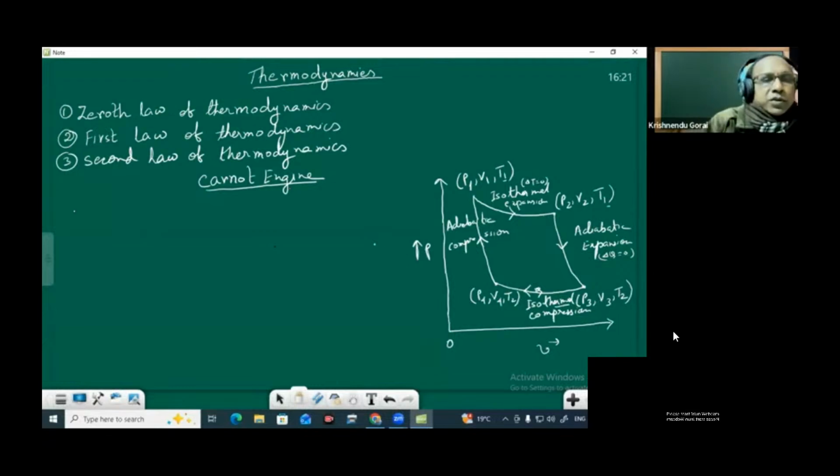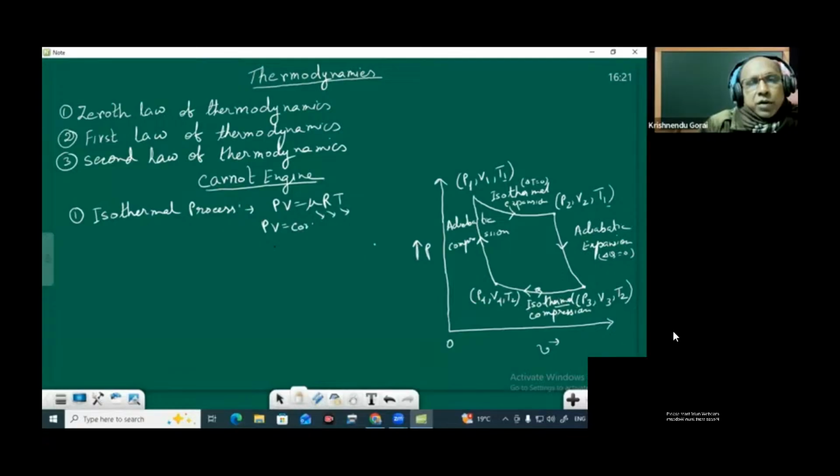First one is the isothermal process. In the previous class, I also discussed this one. Even then, I'm writing it so that you can understand. In an isothermal process, the equation of state is PV equal to mu RT. Mu is constant, R is constant, temperature is constant, therefore PV equal to constant. This is the equation of state of an isothermal process.